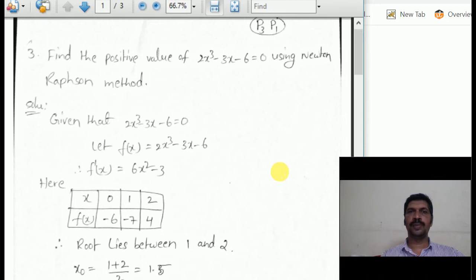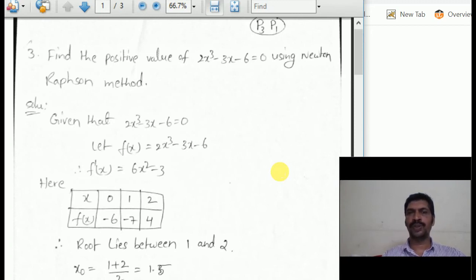Find the positive value of 2x cube minus 3x minus 6 equal to 0 using Newton-Raphson method. Given that 2x cube minus 3x minus 6 equal to 0, let f of x equal to LHS, 2x cube minus 3x minus 6. F dash of x equal to d by dx of f of x, that equals 6x square minus 3.